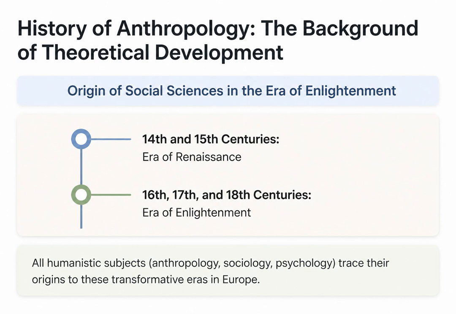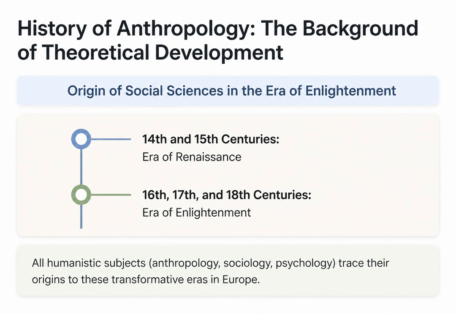All humanistic subjects, anthropology, sociology, psychology, history, have their origins in the era of Enlightenment in Europe. To understand this, we look at a specific historical timeline, the 14th and 15th centuries, known as the era of Renaissance, followed by the 16th, 17th, and 18th centuries, the era of Enlightenment.